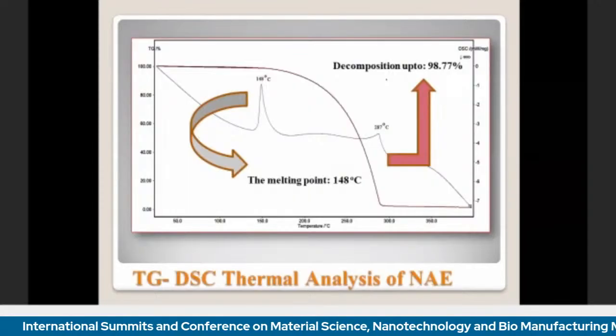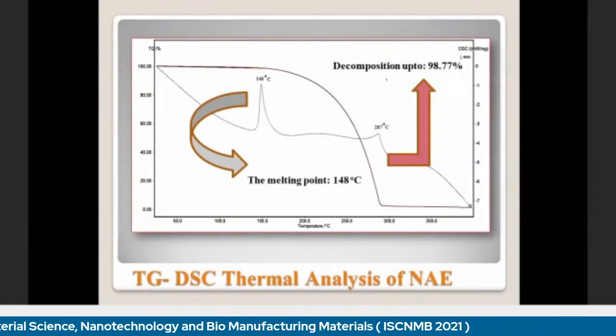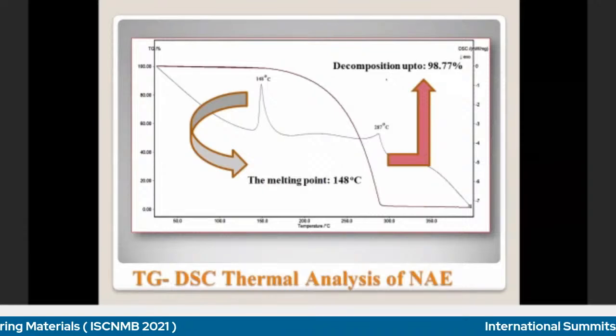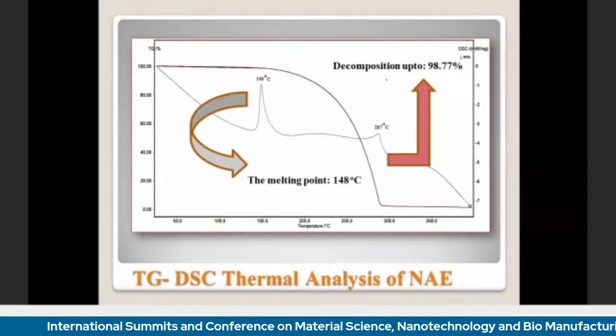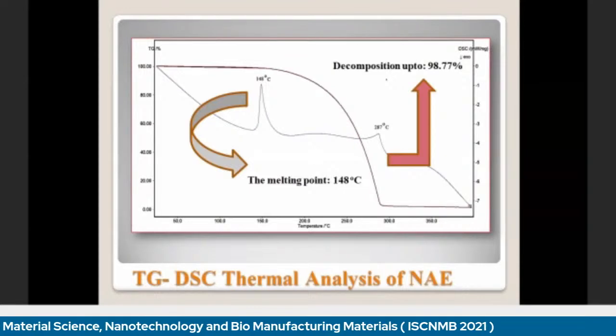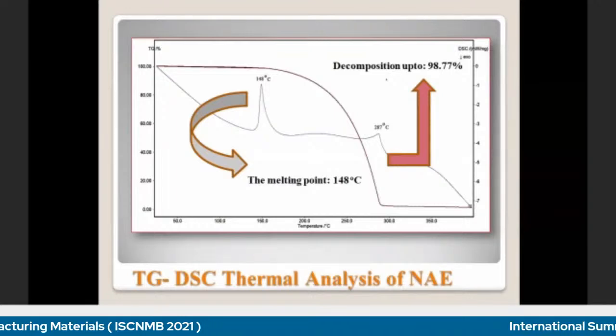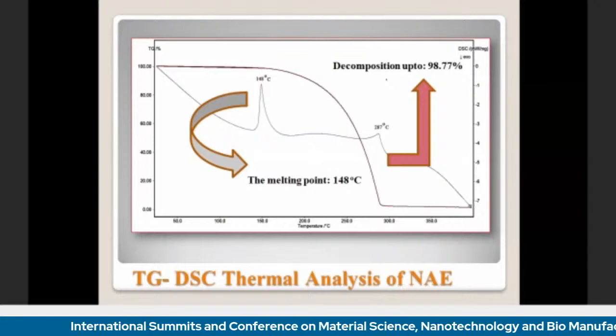This is the TG-DSC thermal analysis of NAE. From the TG graph, the decomposition started at 148 degrees Celsius and continued up to 280 degrees Celsius, and after that the decomposition was constant. That is, the decomposition reached up to 98.77%, and the remaining mass is due to residues in the grown compound. At the same time, the DSC curve shows a sharp endothermic peak at 148 degrees Celsius, which also confirms the melting point of the sample is nearly equal to 148 degrees Celsius.